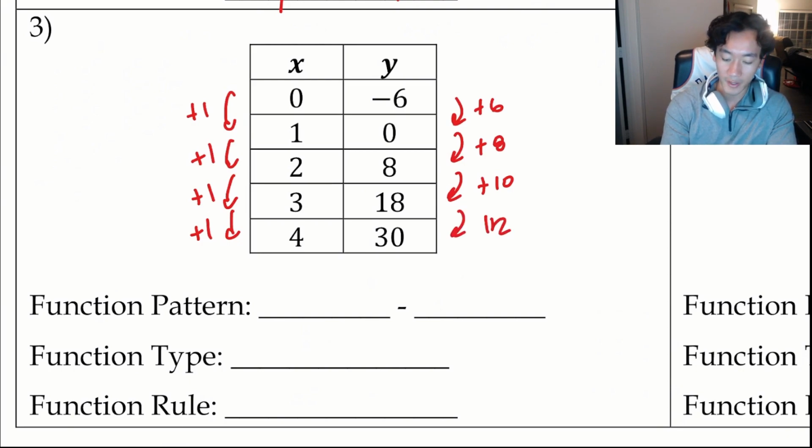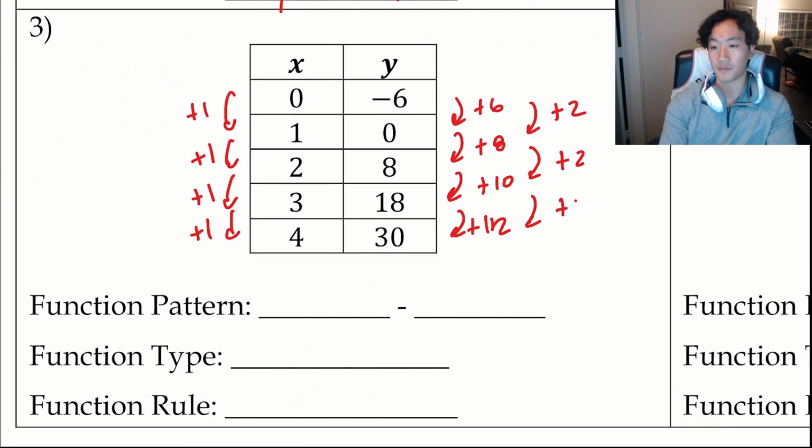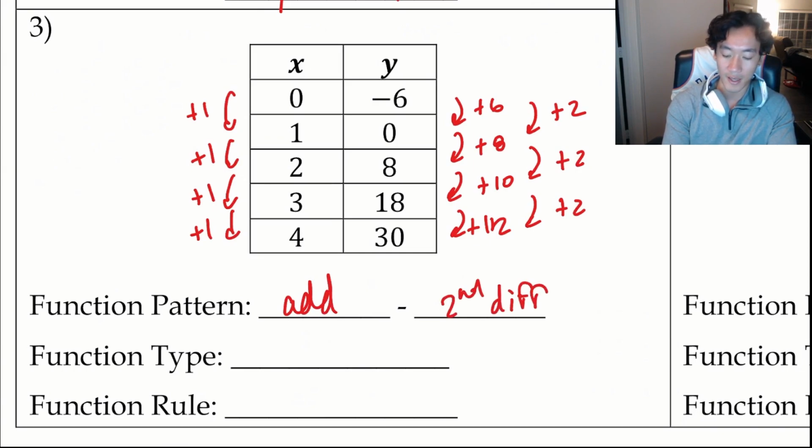So no pattern quite yet on the first difference, but I think as we calculate the second difference, we will have one. So from 6 to 8, that's plus 2, 8 to 10, plus 2, and 10 to 12, also plus 2. So on the second difference, we were able to find a pattern. So I can see that this is add and second difference, right? We claim that we had a pattern on the second difference. That's what you're kind of looking at in terms of referring to the table. And so if I scroll back up, I think add and second difference is considered to be a quadratic.